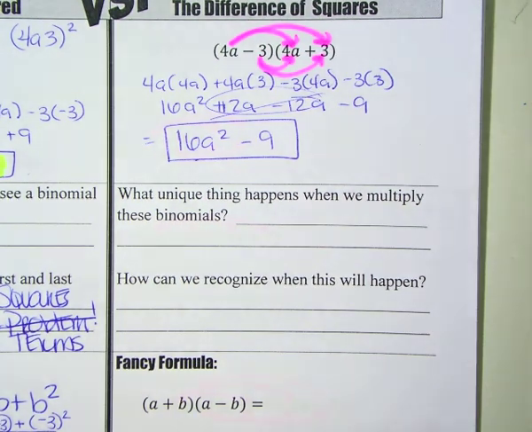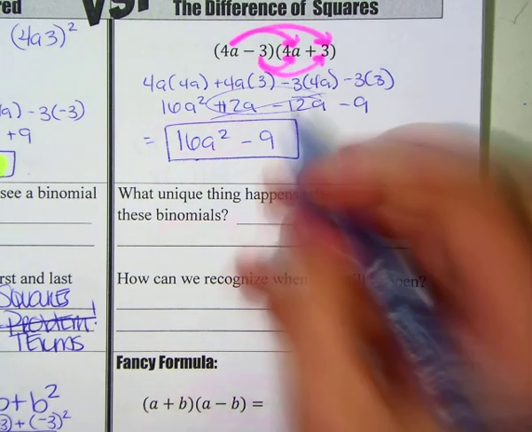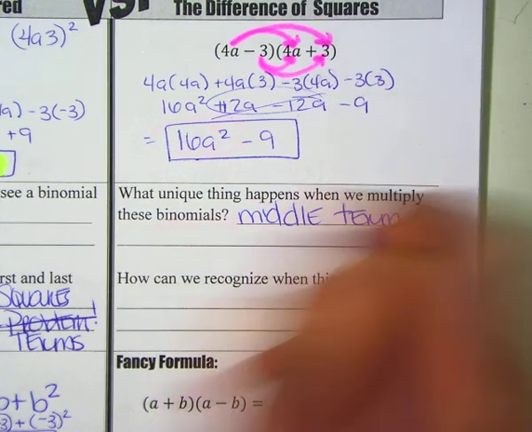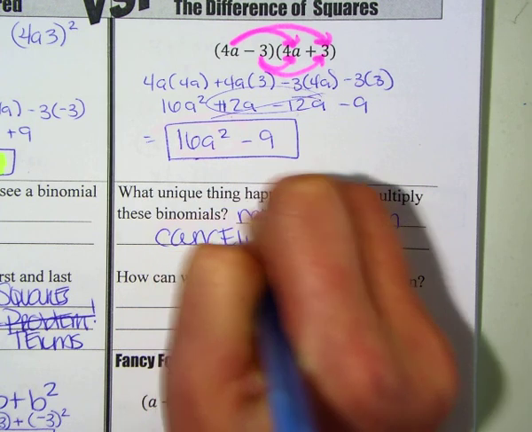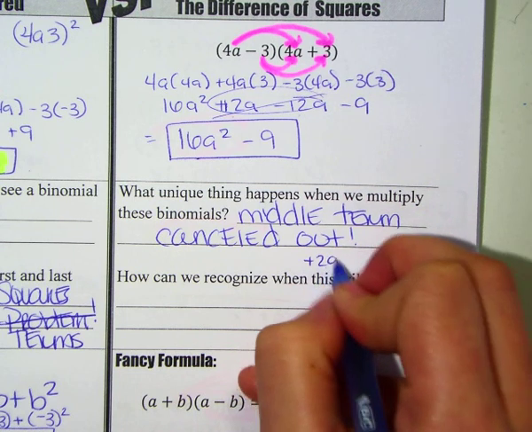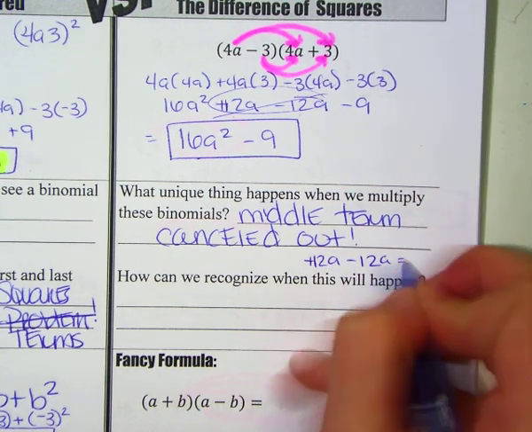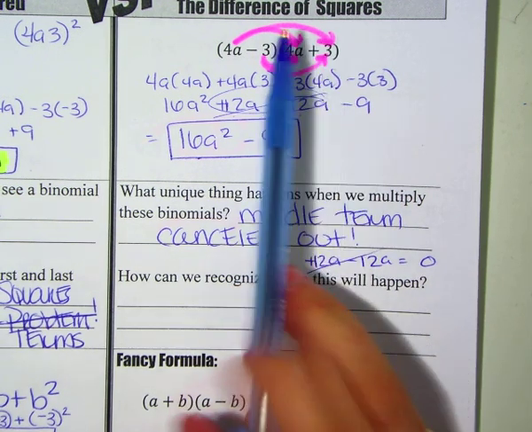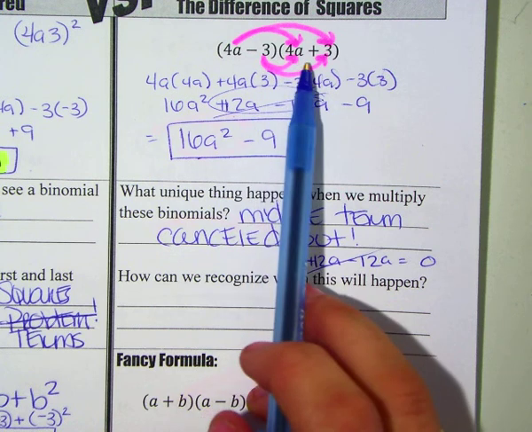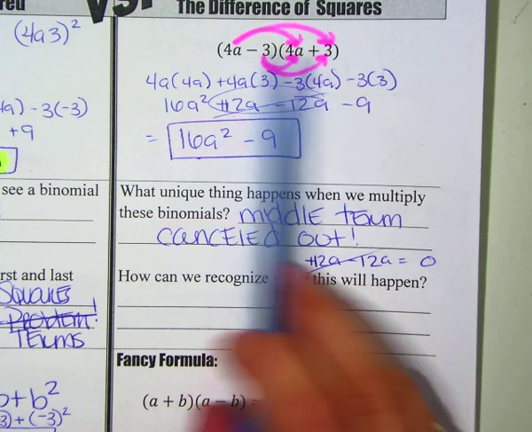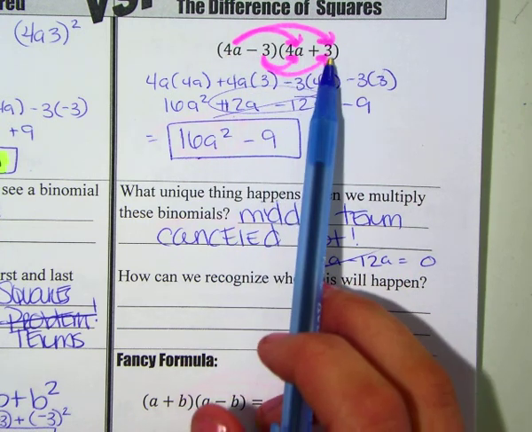So what unique thing happens when we multiply these binomials? Well, that middle term canceled out. Right? We had positive 12a minus 12a, which equals 0. How can we recognize when this will happen? Well, if we look back at the original, they both have a 4a, they both have a 3, but one is a positive and one is a negative. So one's 4a minus 3, one's 4a plus 3.